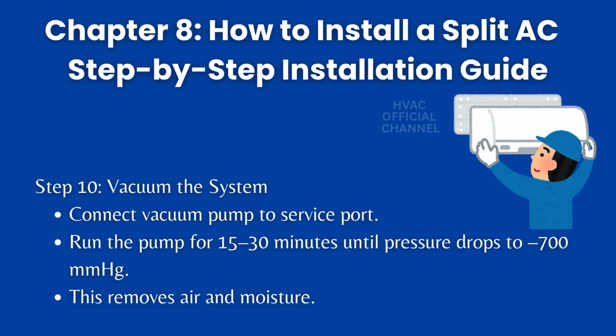Step 10. Vacuum the system. Connect vacuum pump to service port. Run the pump for 15 to 30 minutes until pressure drops to -700 millimeters mercury. This removes air and moisture.